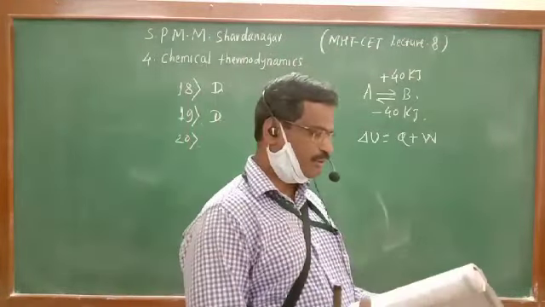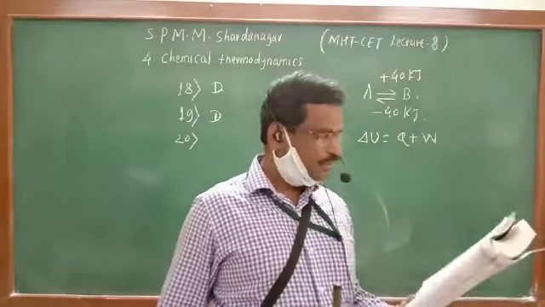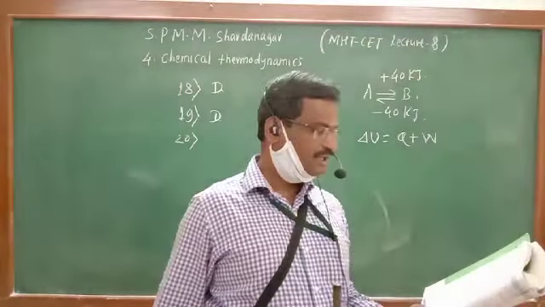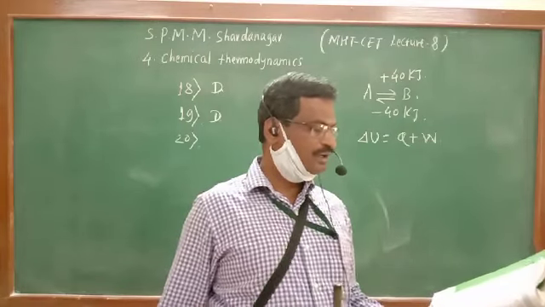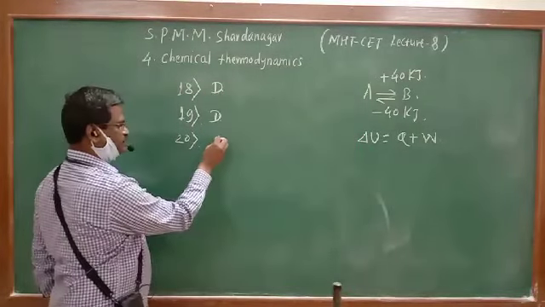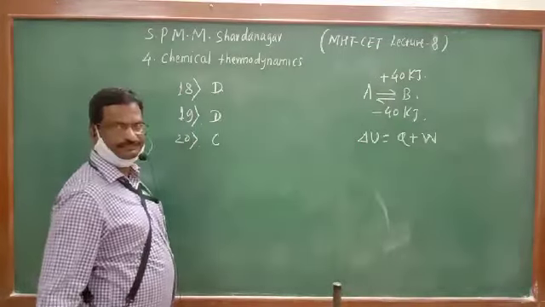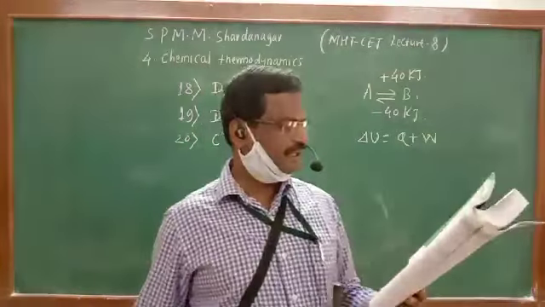4 options they have given. First option, delta U is equal to minus Q plus W. Second, delta U is equal to Q minus W. Third, delta U is equal to Q plus W. So option C is correct. Option number C is correct for question number 20.